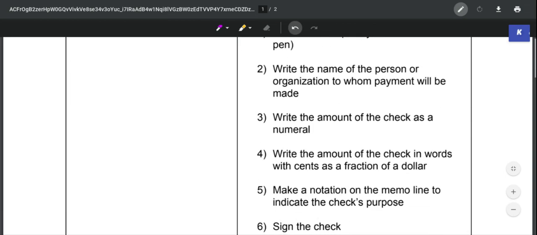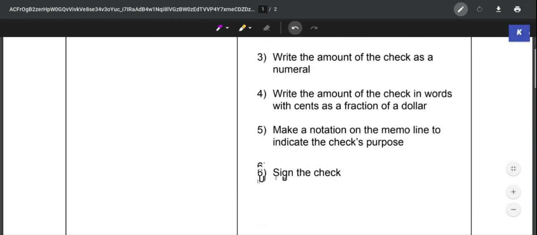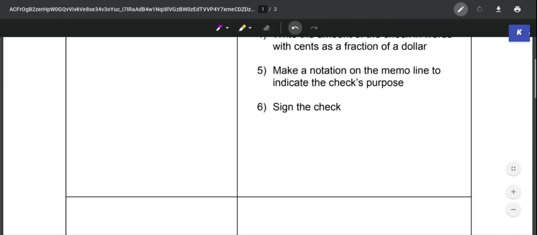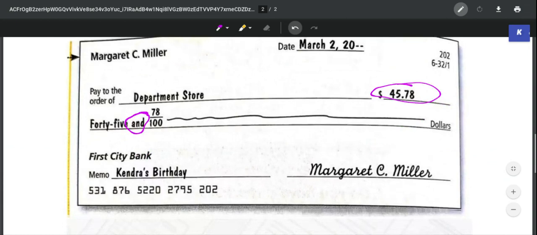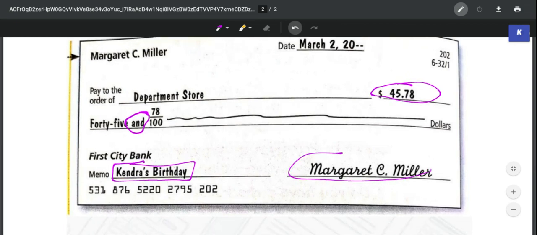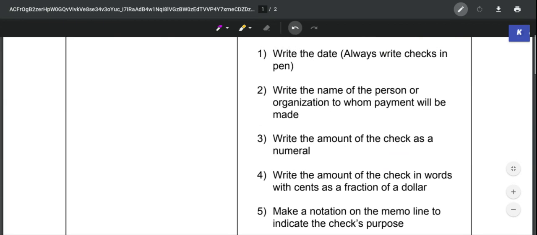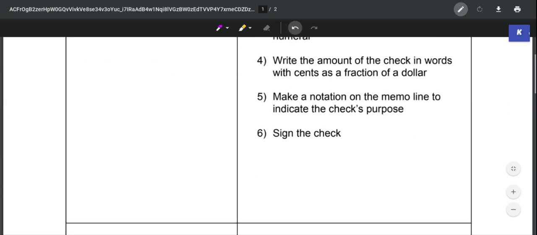Then the 5th step is to make a notation on the memo line. So pretty much on the memo line, like in this case, it was for Kendra's birthday. Usually it's not really a necessity, but like when I pay my rent with a check, I'll put rent. When I go to the store and buy something, I'll say grocery store or something like that. And then at the end, you just have to sign it. And that's the basic steps of writing a check.